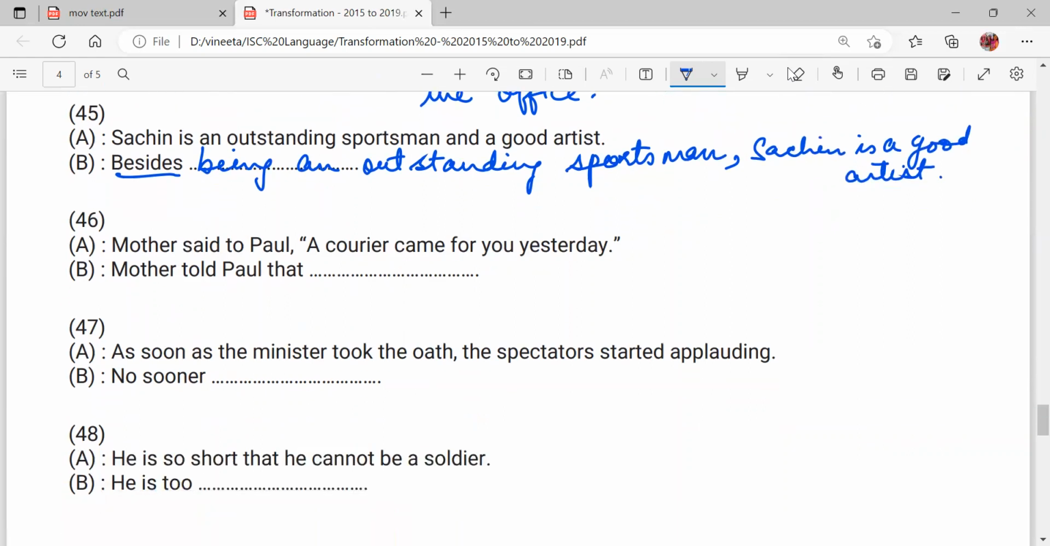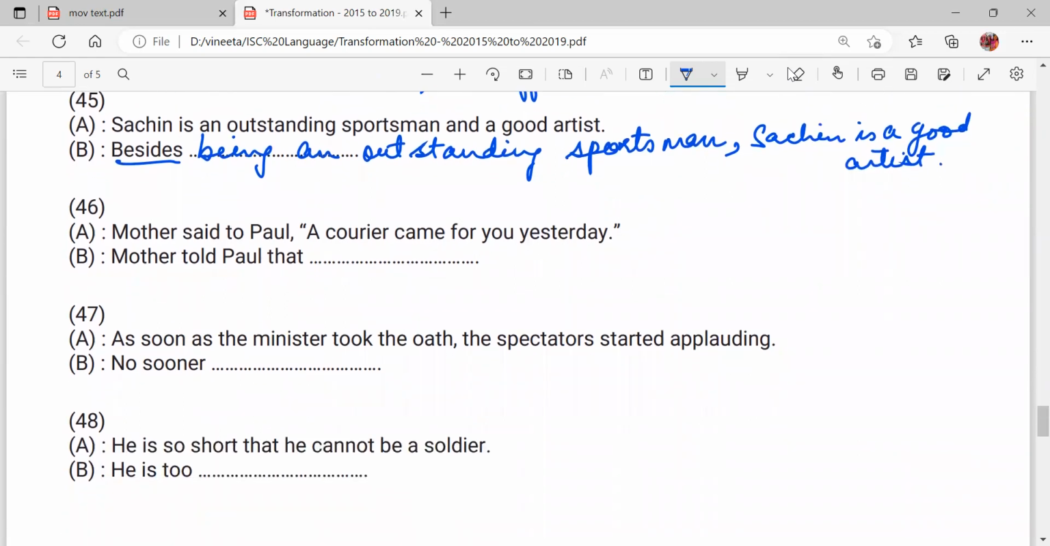right? Mother said to Paul, a courier came for you yesterday. Mother told Paul that a courier had come. Now, why had come? Because the original sentence, like in direct speech, it is simple past. Second form of verb is there. Simple past is always changed into past perfect. So, a courier had come for him the previous day or the day before.